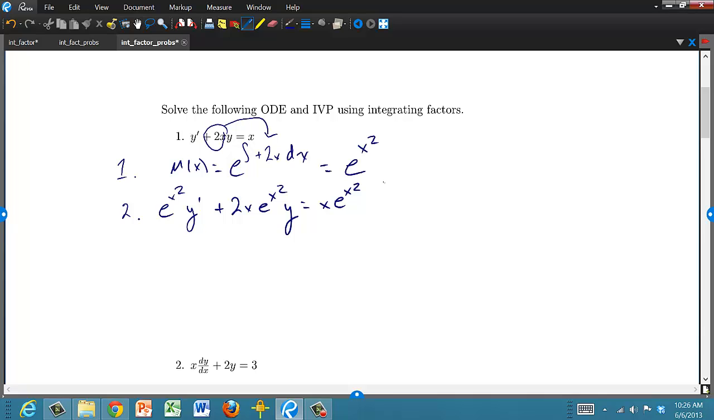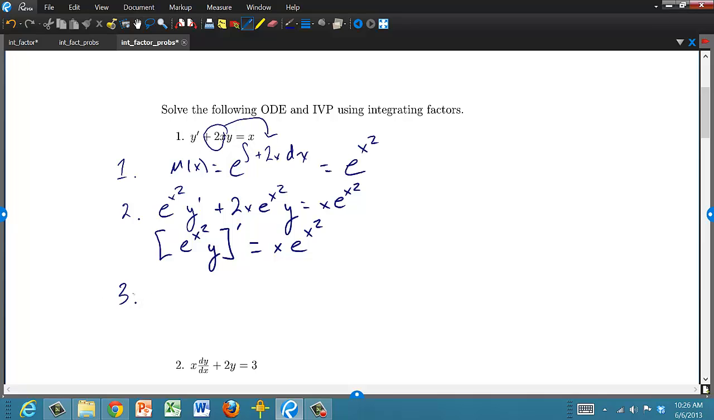And now this left-hand side, if you check, that's really the derivative of e to the x squared times y. You should always check and make sure that that's correct, and this time it is. If it's not correct, then you messed up calculating the integrating factor. Go back and recalculate it. And on the right-hand side, you still have x e to the x squared.